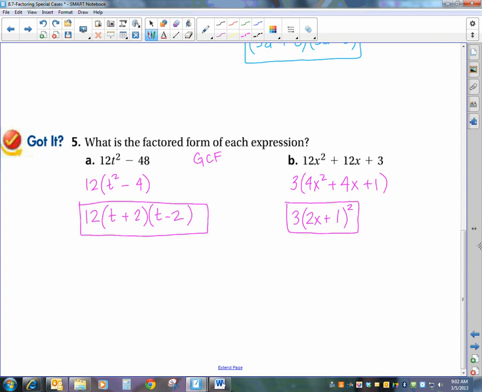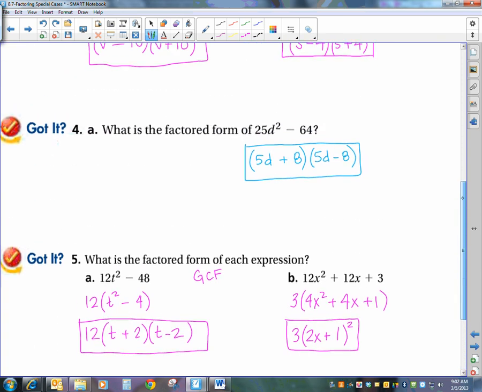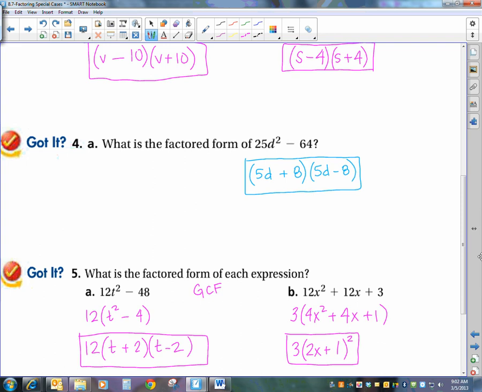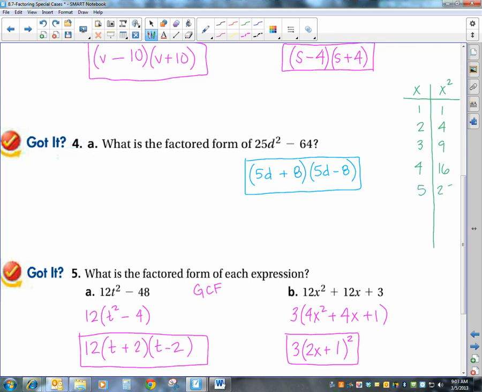Okay? So, you can see it's really important to know our perfect squares. So the last thing I want to do is actually write them so that you can remember. Let's write a little chart here. And we have x, and then we'll have x squared. So if I have 1, 1 squared is 1. 2 squared is 4. 3 squared is 9. 4 squared is 16. 5 squared is 25. 6 squared is 36.